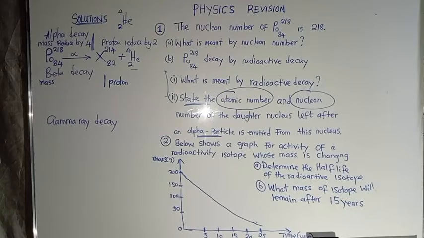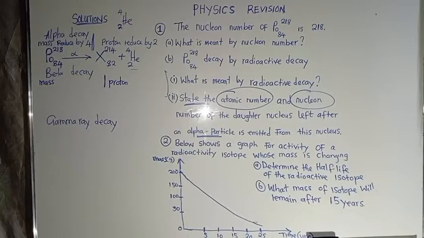So what will happen to the mass? What will happen to the proton number if it is emitting a beta particle? What will happen? So let us be quick on this. I want to see your answers.